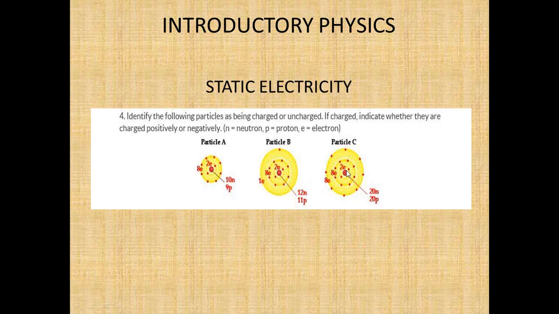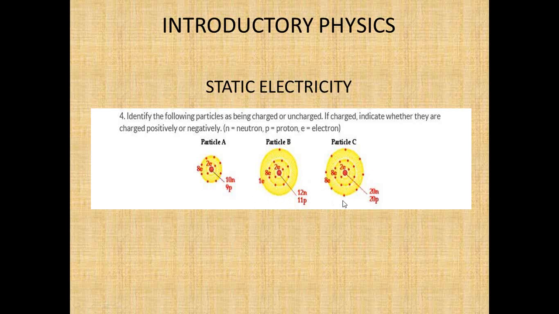Particle C, in the nucleus, has 20 protons and 20 neutrons. When you look at the electron shells, you actually have 3 shells here. You have 2 in the inner shell, 8 in the middle shell, and 8 in the outer shell, for a total of 18 electrons and 20 protons. So you have 2 more protons. So this particle has a charge of +2.